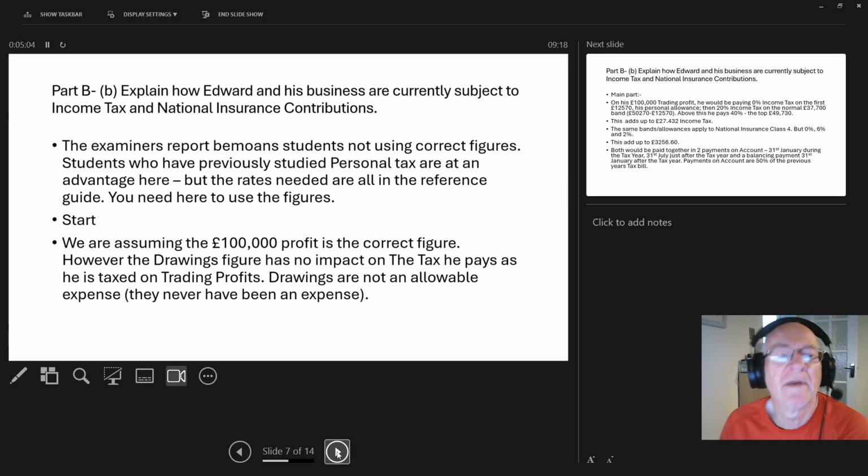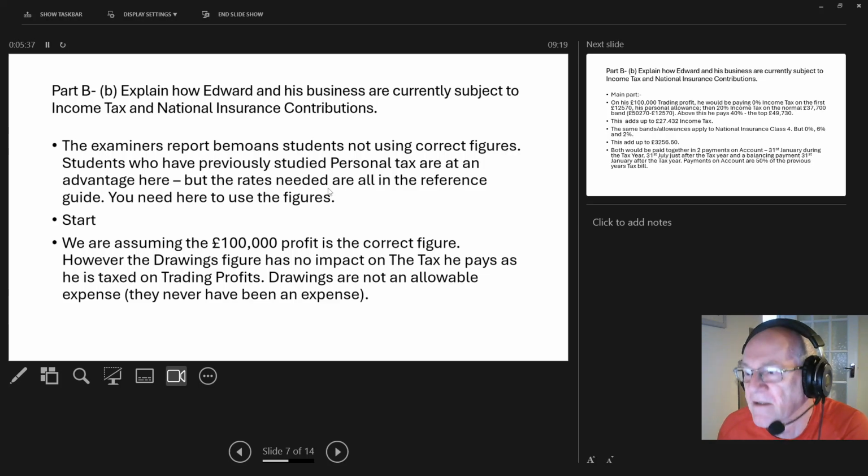Let's have a go at part B. So this is a very different little written task. It's all numbers, and the examiner's report bemoans students not using the correct figures. Students who study personal tax have a big advantage here. They would have done lots of these calculations. But if you do business tax first, then when you do personal tax, you've got a bit of an advantage back. The rates needed are all in the reference guide, so a little bit of practice. And obviously this is marked assuming you're a business tax student, not a personal tax student.